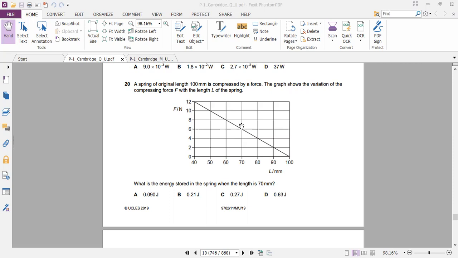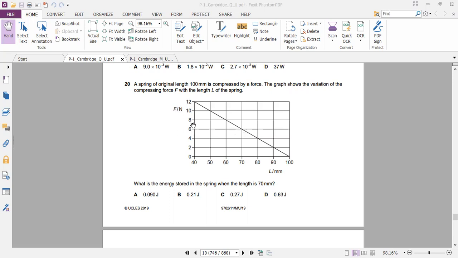The extension is 30 millimeter, right or wrong? Because the length is 70. What does that mean? The extension is 30 millimeter, right? Because the initial length is 100. It's not extension, it's compression, yes, right? So compression is 30 millimeter.